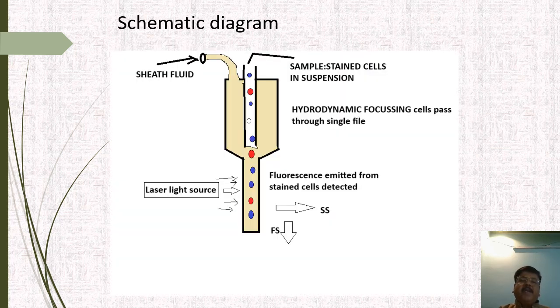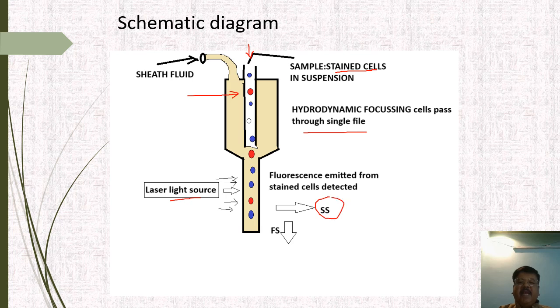Now this is the schematic diagram. So this is the outermost fluid, that is called the sheath fluid, and this is the sample port where the samples are added, but before adding, the sample is treated with fluorescent substance. So the stained cells in suspension are used, and you can see there is a hydrodynamic focusing of the cells which will pass through in single file, and then there is a laser light source, and the fluorescence emitted from the cells, they will scatter it.